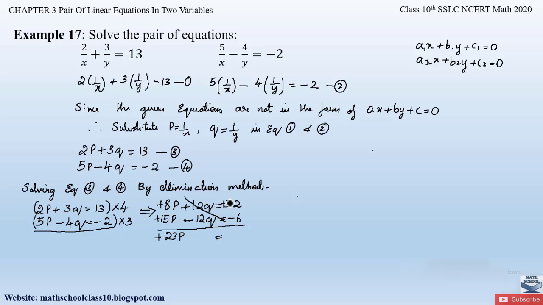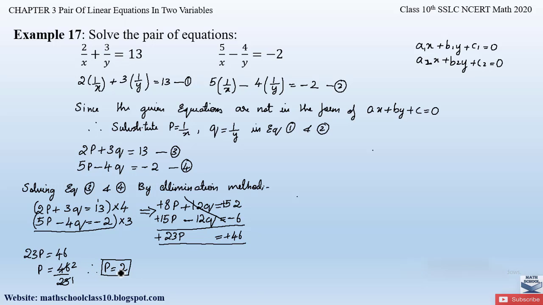So we have to subtract with a greater number sign. So 52 minus 6 will be 46, right? So we got 23p equal to 46, or p is equal to 46 divided by 23. So here we can cancel 23 one times, 23 two times. So therefore we got p as equal to 2.